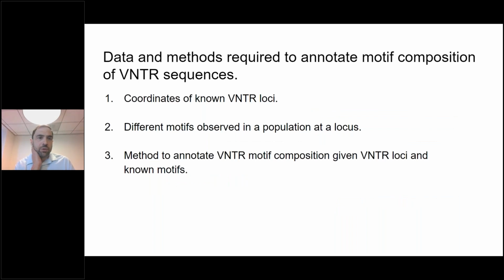Okay, so what do we need to be able to do this? To at least develop a method to do this, we need the coordinates of known tandem repeat loci in at least HG38, the human reference, or in a set of assemblies that we can annotate for tandem repeats. We need a collection of the different motifs that are observed in a population that we can use to annotate new sequences with a standardized annotation. And then we need a method for annotating motif composition, given new VNTR loci and sets of known motifs.